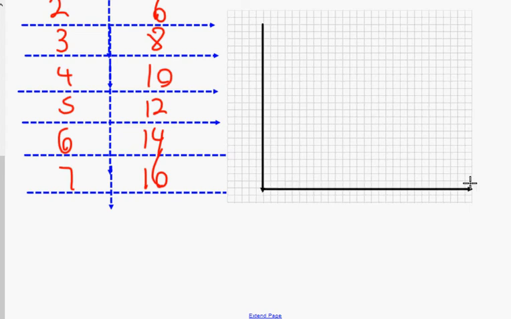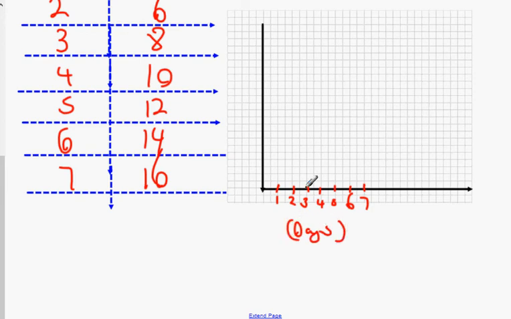How many days do I need on the bottom? 7. So 1, 2, 3, 4. Make sure the gap between each one is the same. 5, 6, and 7. Please label it. That's the number of days.